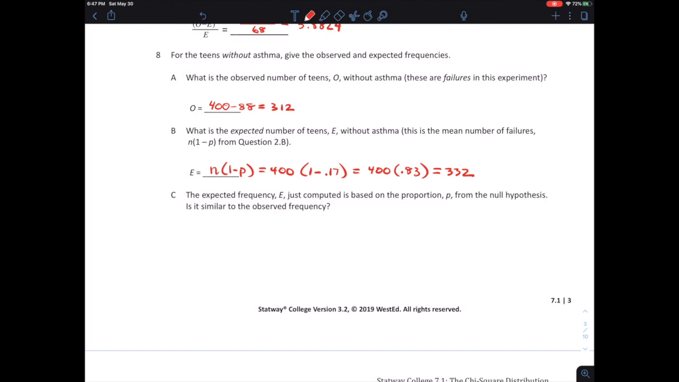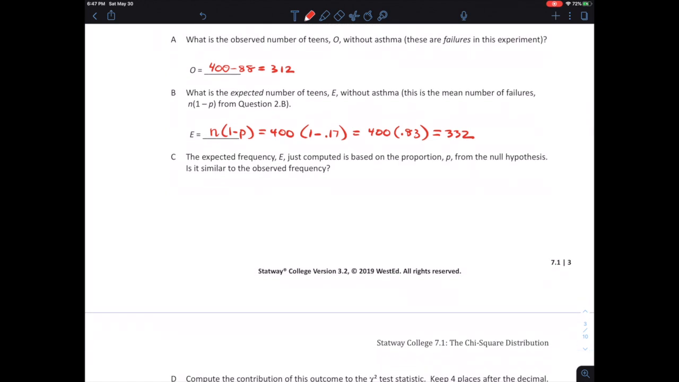Now, when they ask in C, the expected frequency E just computed is based on the proportion p from the null hypothesis, is it similar to the observed frequency? Well, 332 does seem a little more similar to 312. It's still a difference of 20, but it doesn't seem like such a big difference when the numbers are so big. So I'll say it's more similar this time.